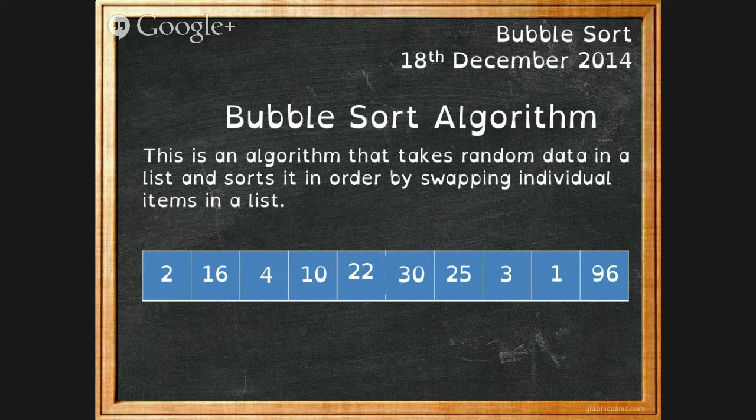We can move up. 30 and 25, that needs to be changed. 30 and 3 needed to be changed. 30 and 1 needs to be changed. 30 and 96 already sorted, and then we move back again. So we're using 2 different loops here. We're looping when we're swapping things over, and we're looping all the way around again.